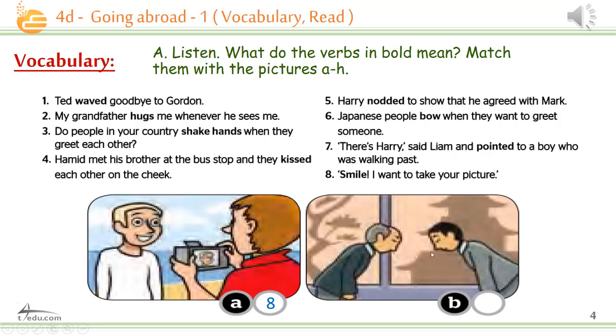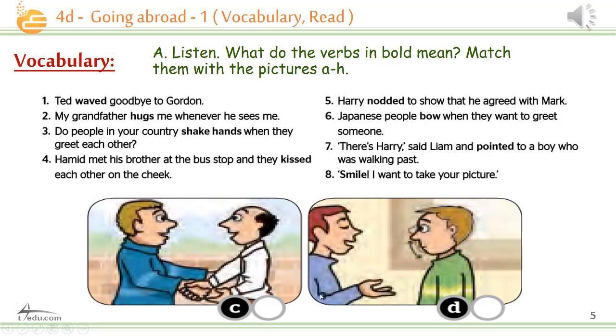B, what are they doing? Yes, they are bowing. So Japanese people bow when they want to greet someone. This is the way they greet someone. Very good. So we have B is 6. Excellent. Now, look at C. What are they doing? Yes, they are shaking hands. So do people in your country shake hands when they greet each other? This is how they shake hands. Very good. It's 3.